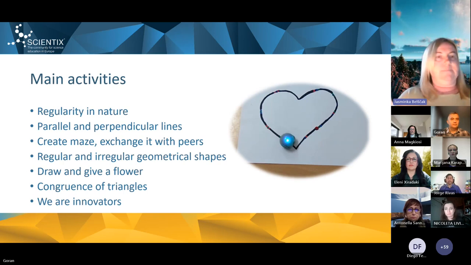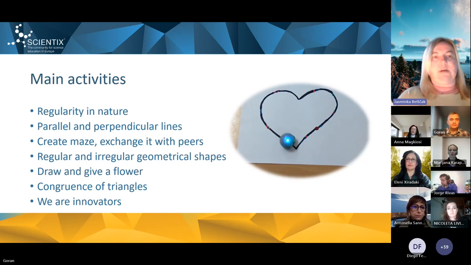As you can see here, my learning scenario consists of some main activities. First is regularity in nature. So I guide my students to search for regularity on flowers, birds, butterflies, and so on. That way, they are learning about parallel and perpendicular lines. Ignore my English, I never studied English. After all that, they created a maze game and exchanged it with their peers, who solved those games. The second part of our activities is about geometrical shapes, regular and irregular, for example, squares and so on. And students later draw a flower consisting of those shapes.